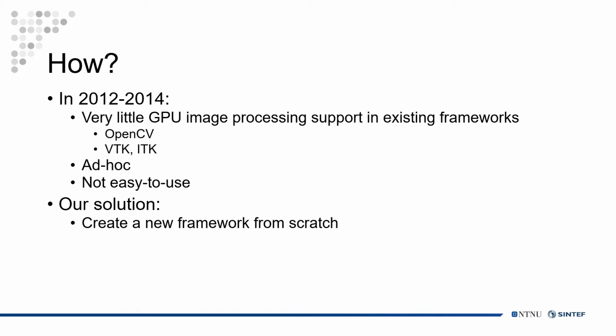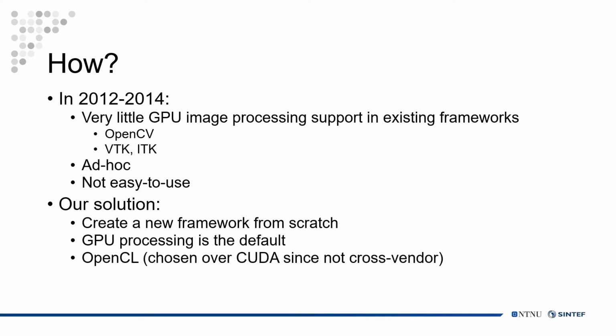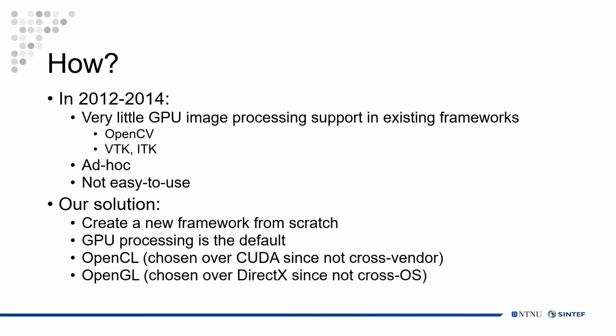Instead of being an optional feature, in this framework, GPU processing will be the default, and CPU-GPU transfers would be avoided. And to achieve this, we decided to use OpenCL instead of the then more mature CUDA, since CUDA was not cross-vendor. We also decided to use OpenGL for visualization since it is cross-platform.